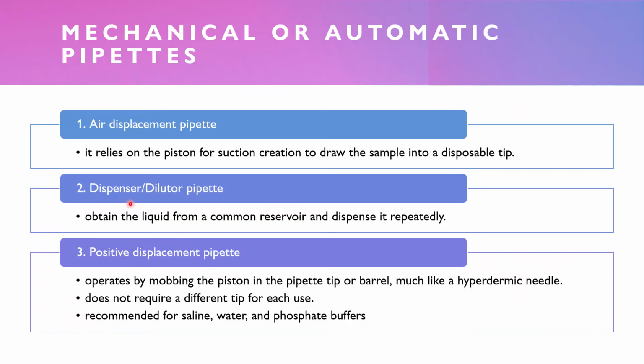While for dispensers and diluters, these are automatic pipettes that obtain the liquid from a common reservoir and dispense it repeatedly. So the dispensing pipettes may be bottle top, motorized, handheld, or attached to a diluter. The diluter often combines sampling and dispensing functions.